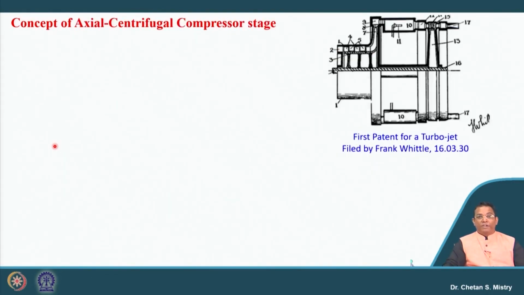Now as we were discussing earlier, we are having compressors which are a combination of axial and centrifugal compressors. The very first pattern was given by Frank Whittle, in which he described an engine having multiple stages of axial compressor, followed by the centrifugal compressor. So let's try to look at the meaning of that.